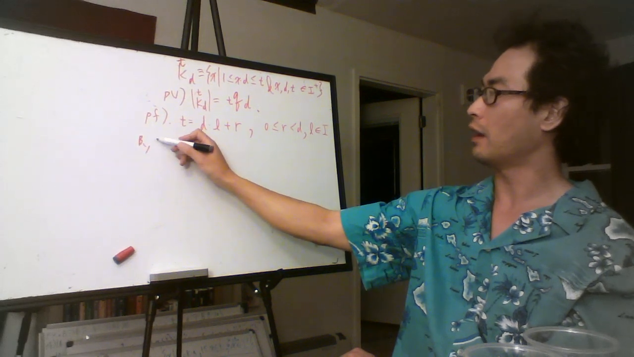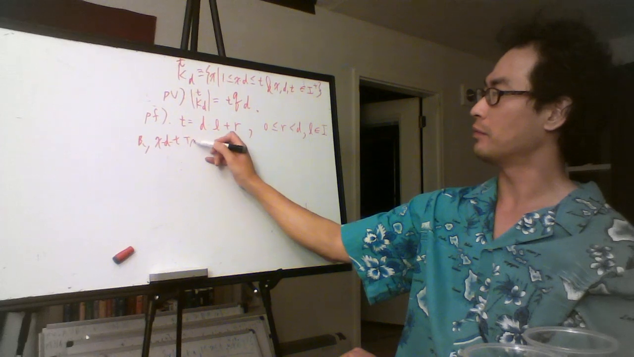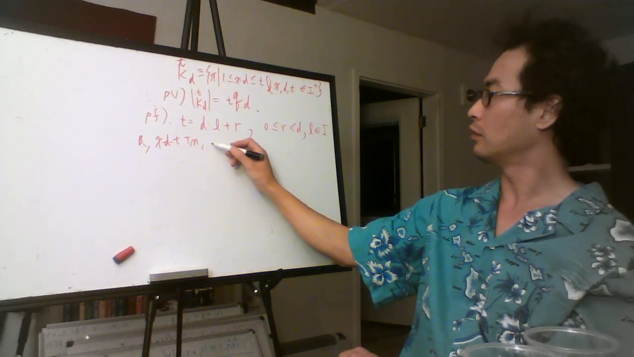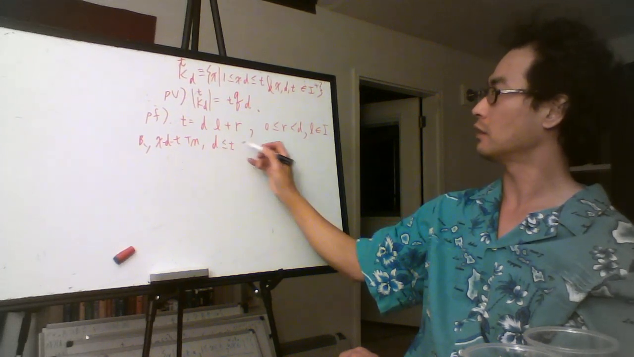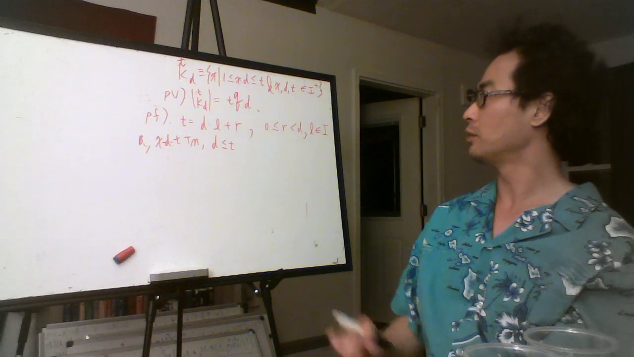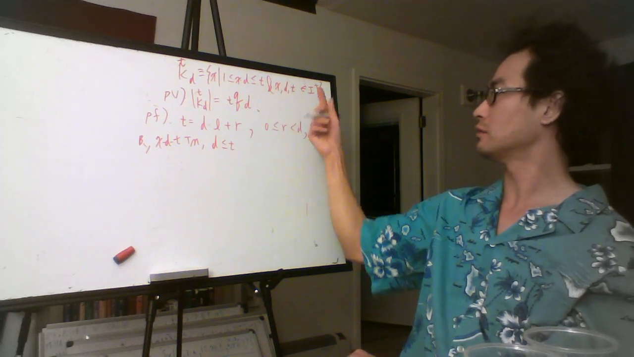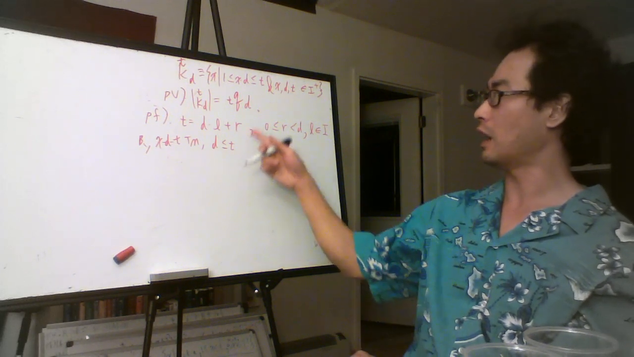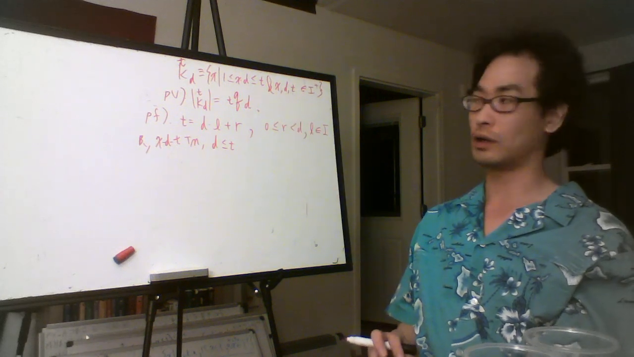By the XDT theorem, we know that D is less than or equal to T, okay? Because this X is a positive integer, T over X has to be less than or equal to T.